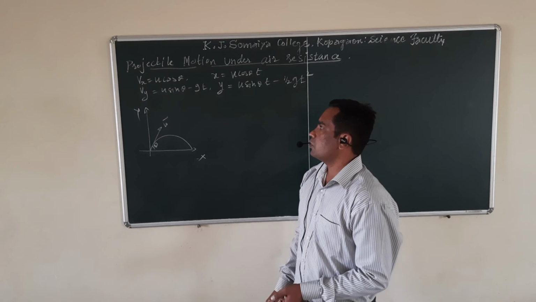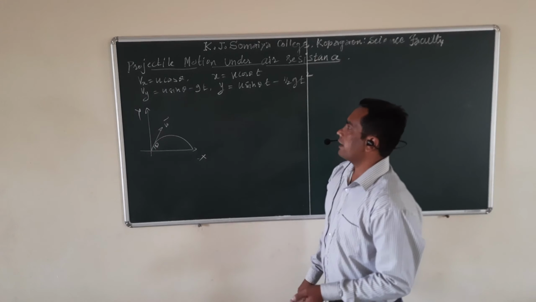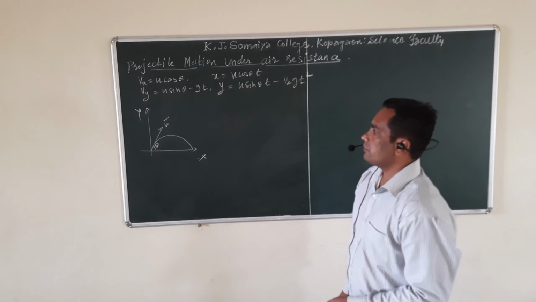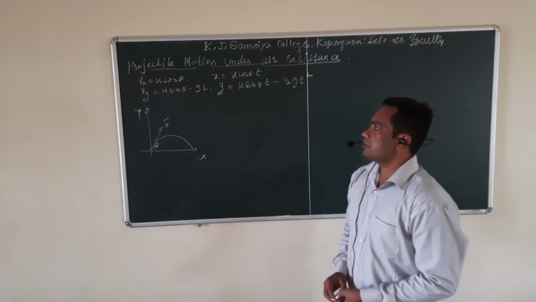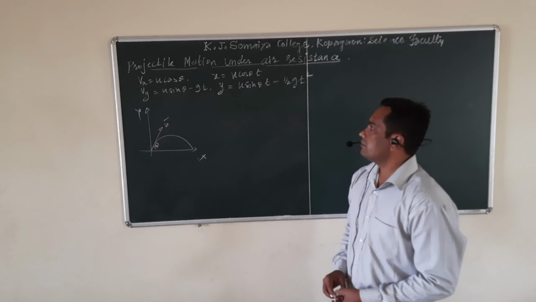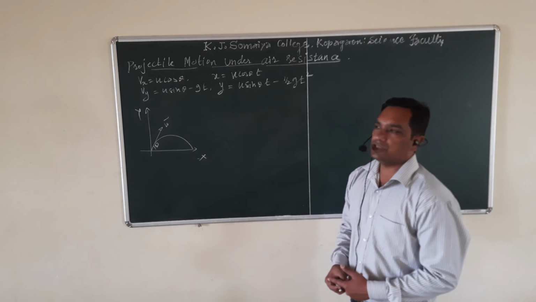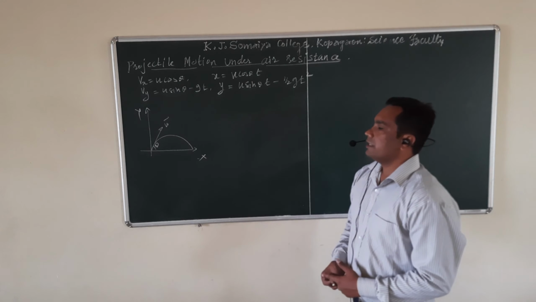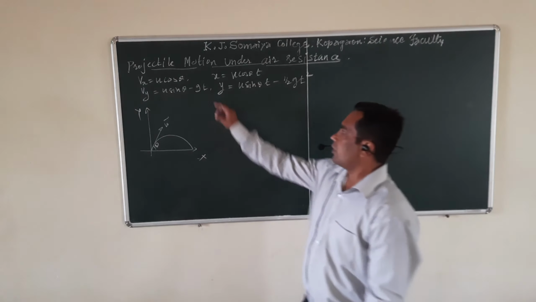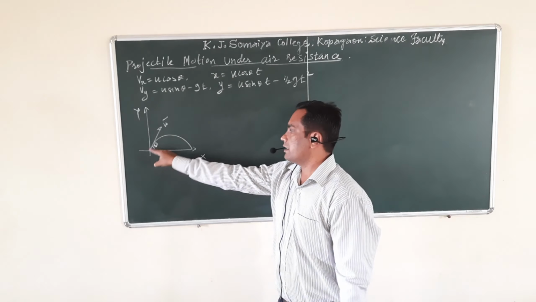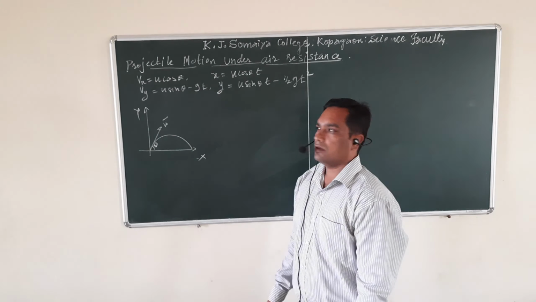Vx is equal to u cos theta and x is u cos theta into t. Vy is u sin theta minus gt and y is u sin theta t minus 1 half gt square. From these equations, when we plot x and y, we get a trajectory of this type.